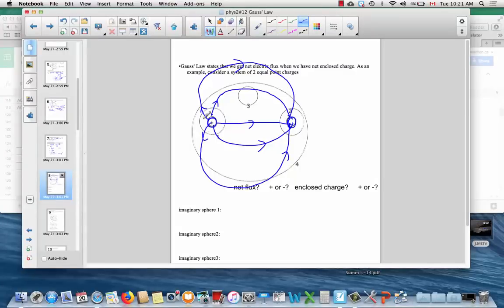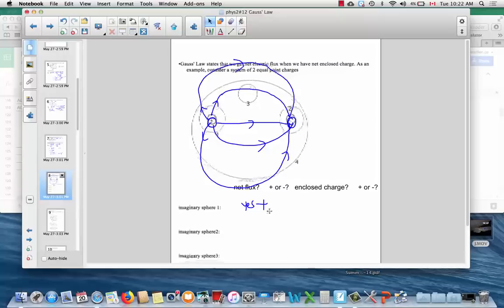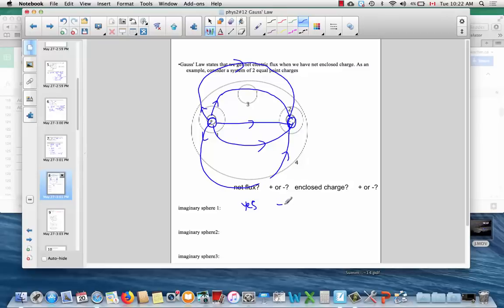Yeah, there's outwards flux, there's positive flux. So I guess the answer is yes. It's positive because it's outwards. The electric field is parallel to the outwards pointing surface vector. So the answer is yes, there's net flux. It's positive. Is there enclosed charge? Yes, there is. And there's a positive enclosed charge, right? Inside this first imaginary sphere, there's a positive charge.